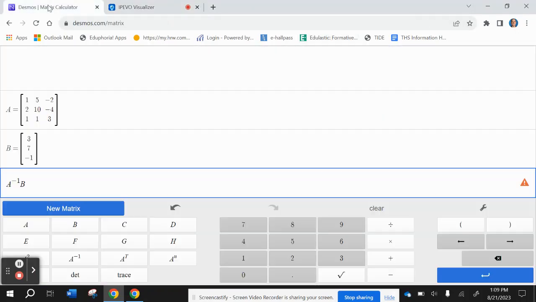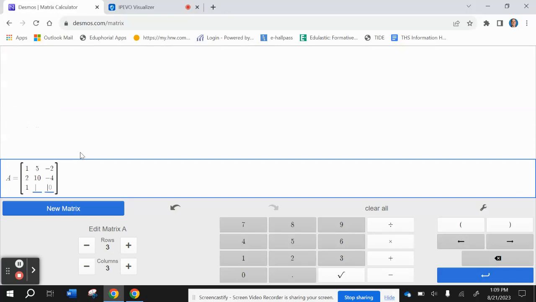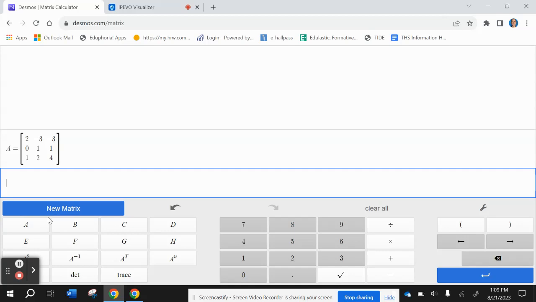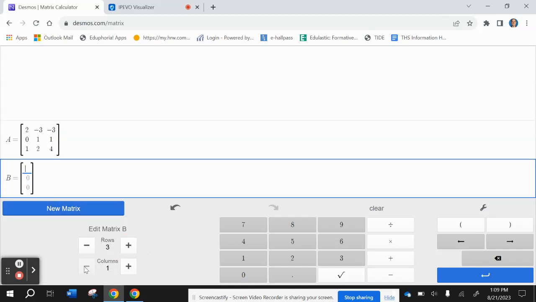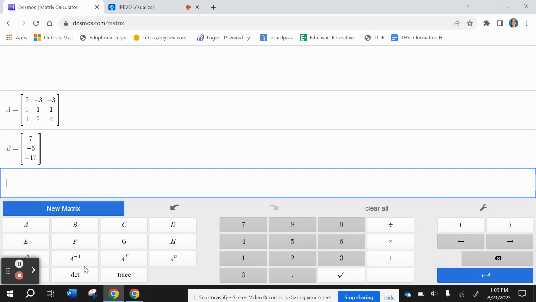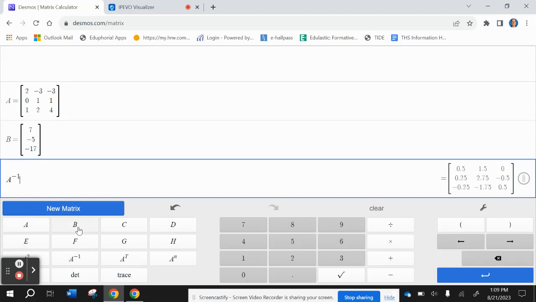Okay, so let's go ahead and use Desmos. So new matrix, 3 by 3. So that's 2, negative 3, negative 3. Make sure you're careful on how you're typing. Negative 3. 0, 1, 1. 1, 2, 4, enter, and then new matrix 3 by 1 is 7, negative 5, negative 17. Press enter, and then all I have to do is A inverse B.